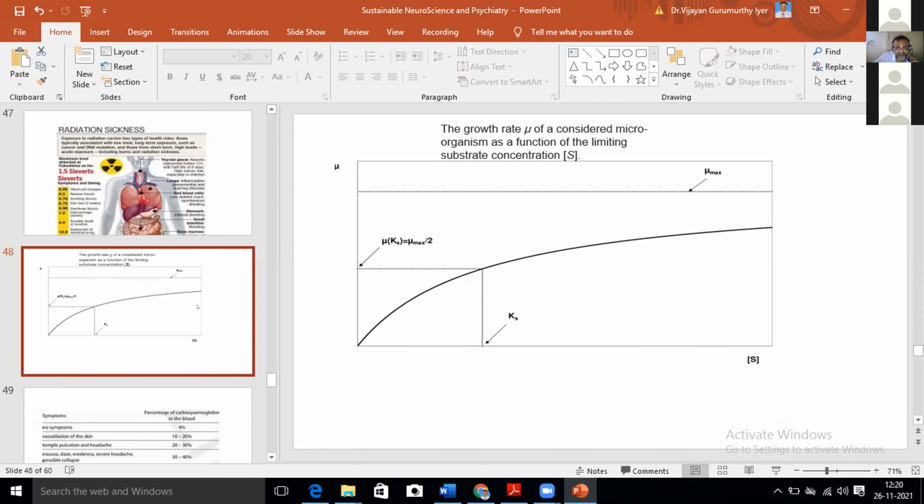And this particular slide shows the substrate and mu growth rate. It is called Monod kinetics. The brain kinetics, as well as the heart kinetics or even neurokinetics, follow this particular theory: the growth rate of a microorganism is a function of the limiting substrate concentration. It keeps increasing as the substrate is available for the virus or coronavirus. Its growth is increasing as the substrate, the food, is available for the microorganisms.